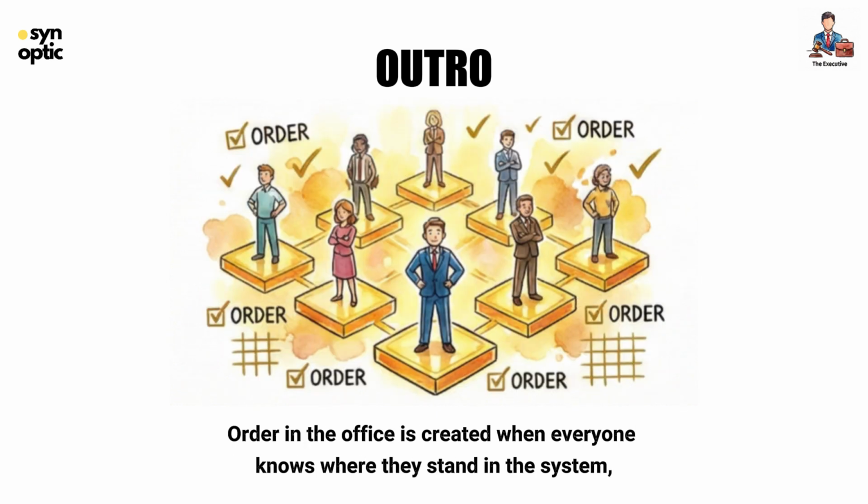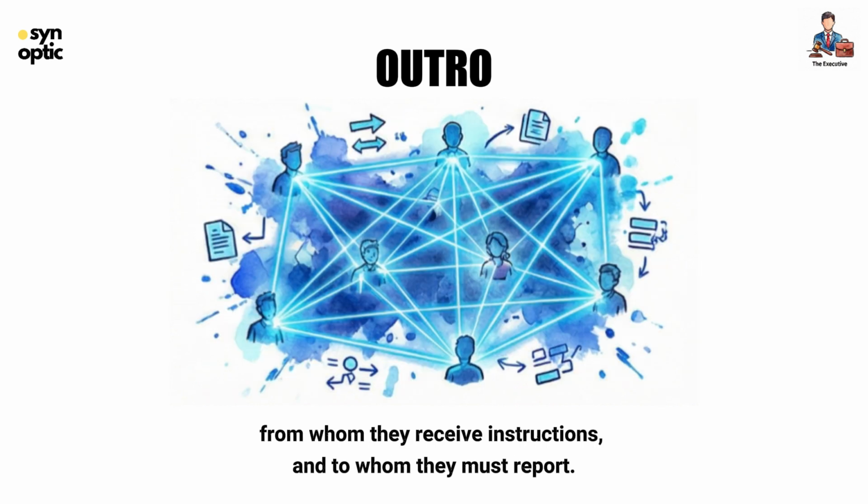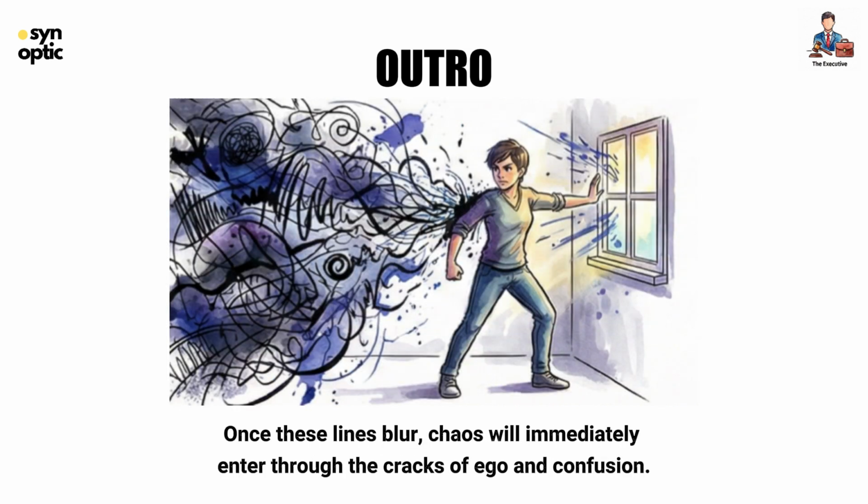Order in the office is created when everyone knows where they stand in the system, from whom they receive instructions, and to whom they must report. Once these lines blur, chaos will immediately enter through the cracks of ego and confusion.